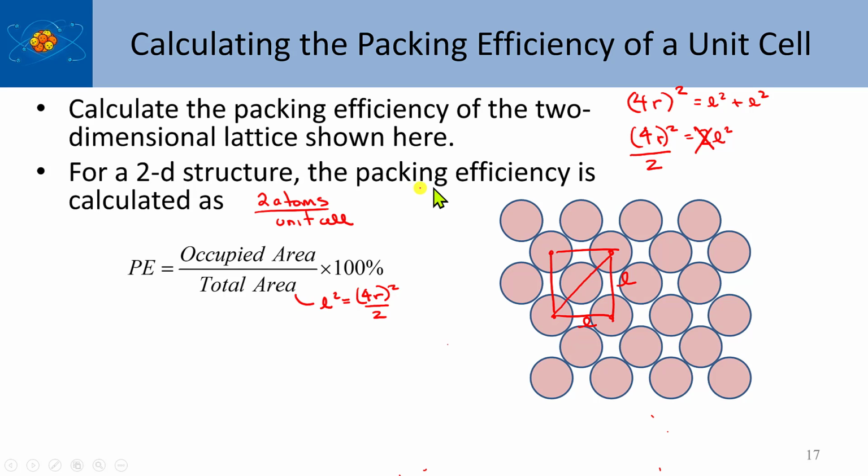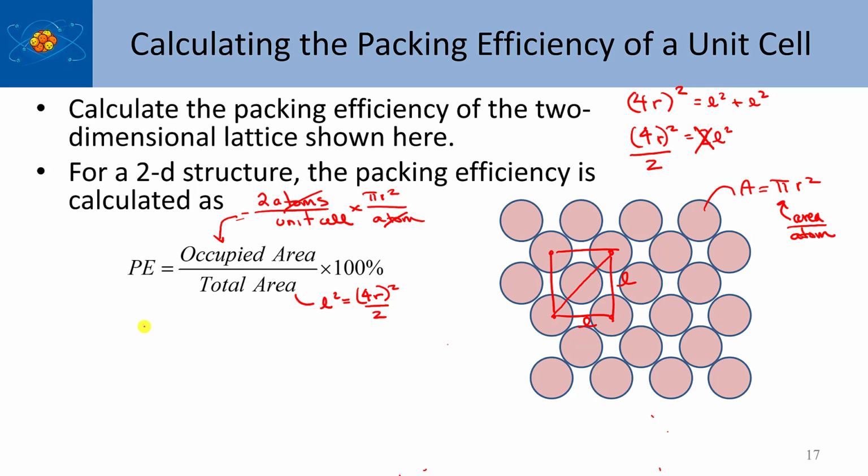Now, what I need to do next is to figure out the area per atom. Well, these are circles, and so if we know the radius of the atom, each one of these has an area equal to pi r squared. So this is my area per atom. So 2 atoms per unit cell times my area per atom, which is pi r squared per atom, gives me the area occupied by atoms in my unit cell.